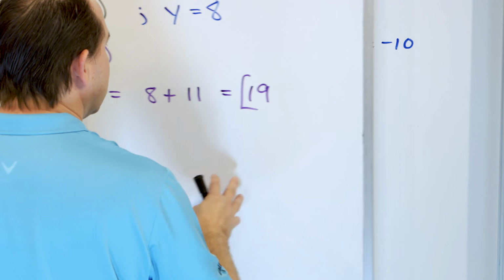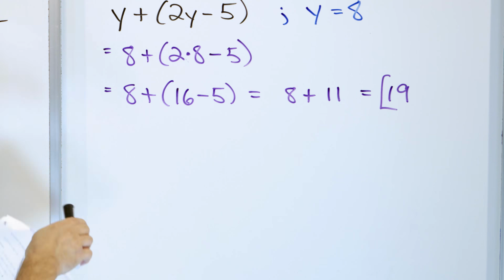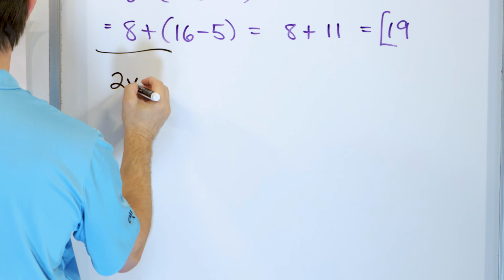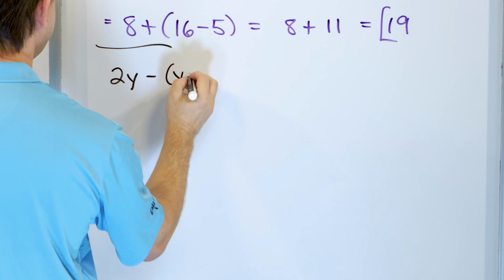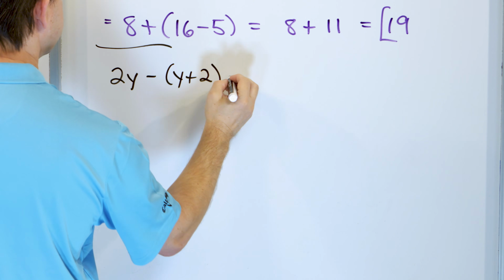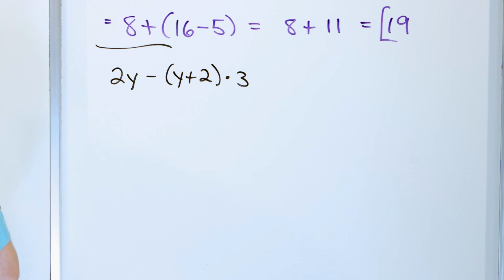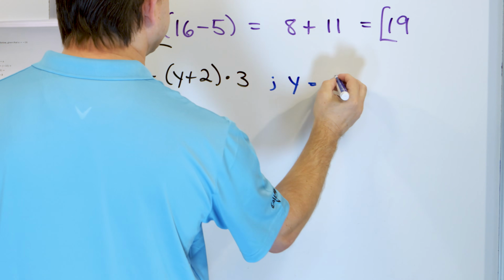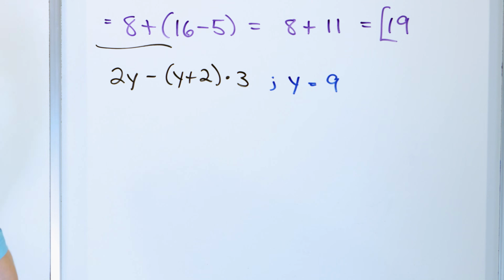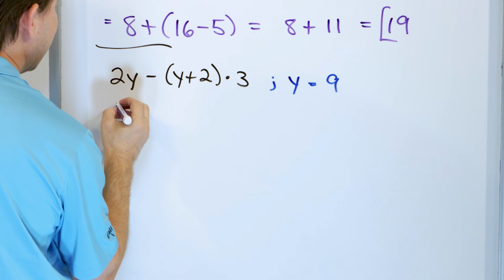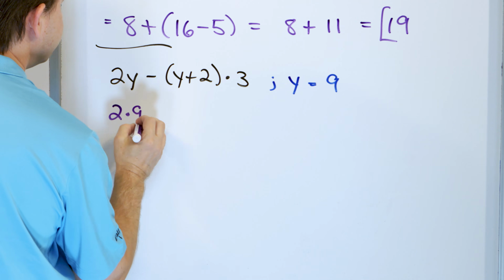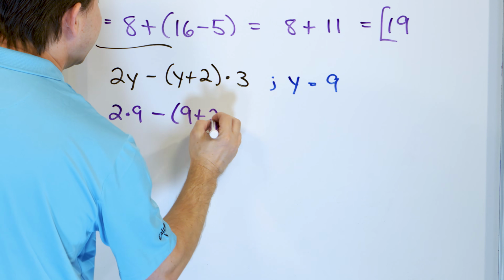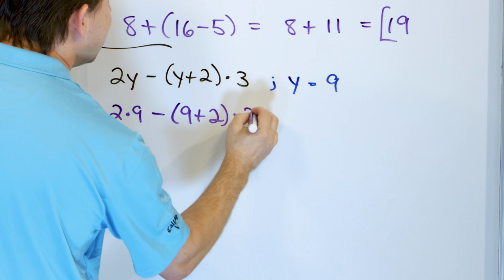All right, we have one more. I think we have time for that right here. And the expression here is 2 times y minus y plus 2 multiplied by 3. And I'm going to give you that the value of y is equal to 9. And we have to put this value of y in here. So we have 2 times 9. And then we subtract here. This is 9 plus 2 right here. We just put a 9 in here, multiplied by 3.